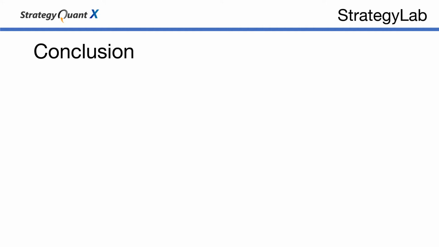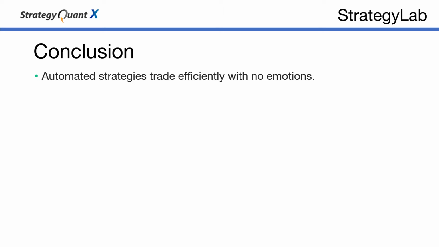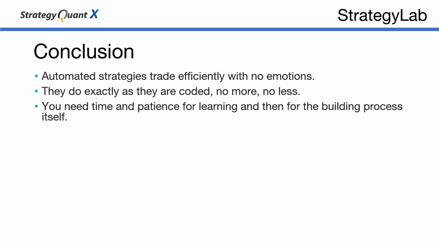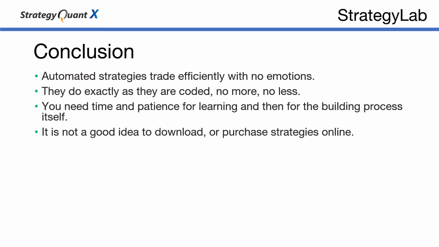In conclusion, automated trading strategies will always follow their defined logic without any emotional attachment. Basically, they follow their code, nothing more, nothing less. You need patience and time to learn how to create ATS. Then more time and patience to build, test, and deploy ATS. And as I mentioned in the second part of this video, it is not a good idea to purchase strategies online. It is better to build them by yourself. I will show you how to do it without any programming skill in the upcoming lessons.